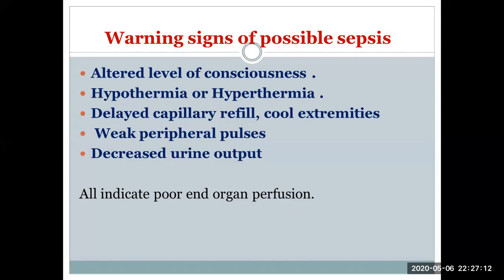Weak peripheral pulses are a very concerning sign. So get used to how to palpate a pulse in a patient. When you have any patient, just touch their pulses, central and peripheral, and get used to how to assess for pulses. Okay, and decreased urine output.